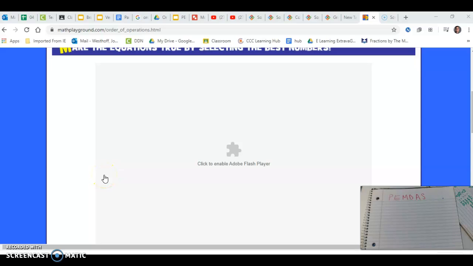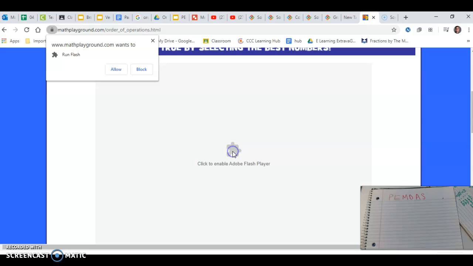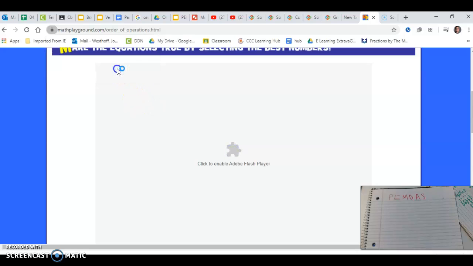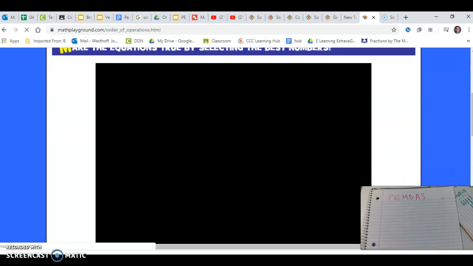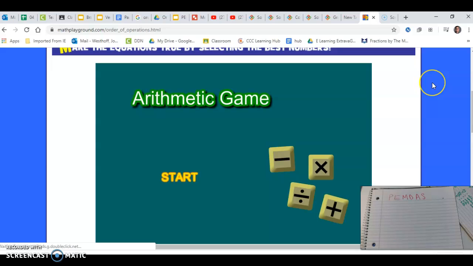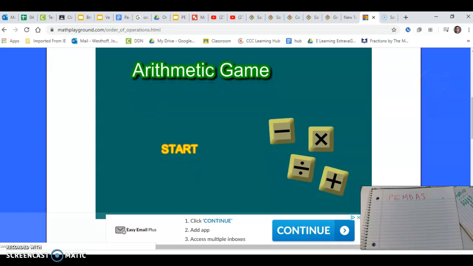Alright guys, today we are going to be practicing order of operations in this game. You're going to get to this link right here and you're just going to click on this puzzle piece and then it asks if you want to allow Flash, and you click allow and it'll bring you to your game. Down here at the bottom you can see where I'm going to do my work. Once again, this is not something that you need to be doing in your head.